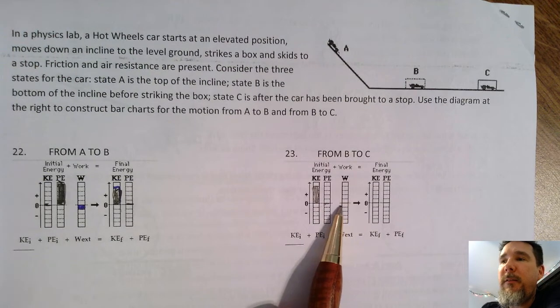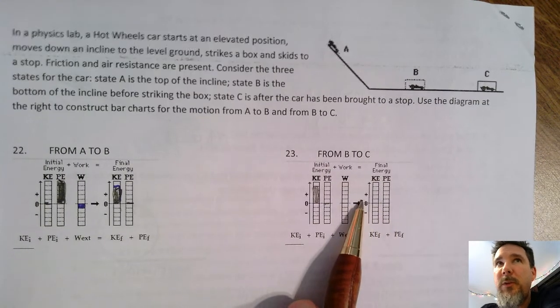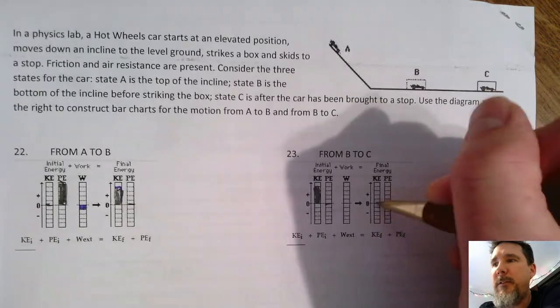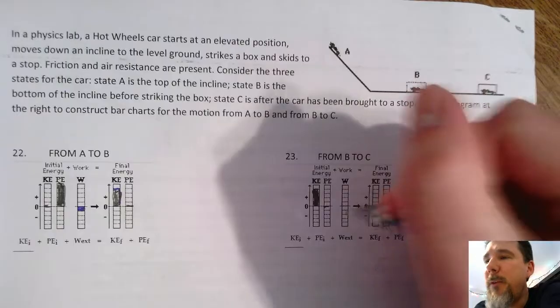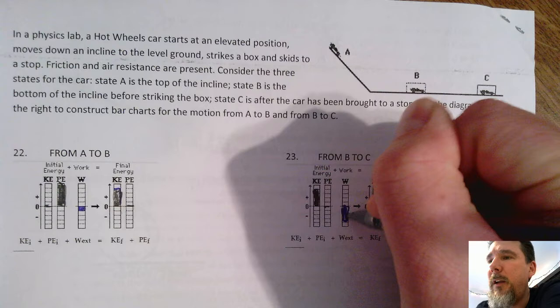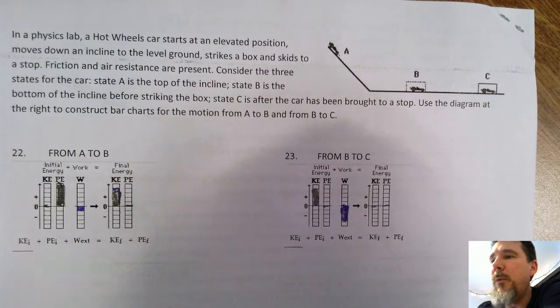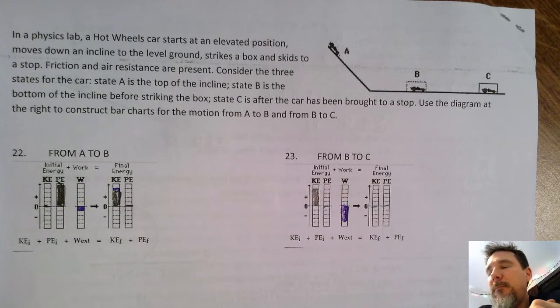But then between B and C, it slows down to a stop. No height. So there's no kinetic, so that's going to be 0. There's no height, so that's going to be 0. What happened to it all? Well, you probably already guessed it. The friction did work and took away all the remaining energy. So that's it. Negative work takes away energy. Positive work would speed it up.